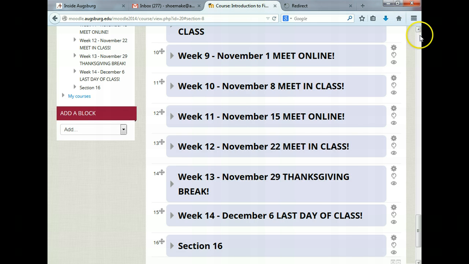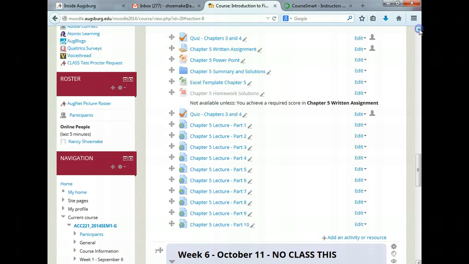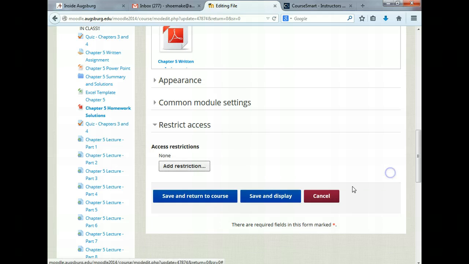Absolutely. And what I also will do, that's chapter 5, and the homework solutions, let me just edit those so you can have them. Restrict access.